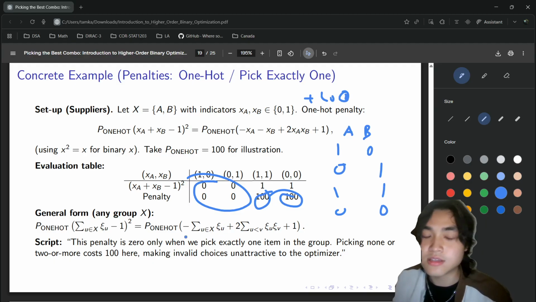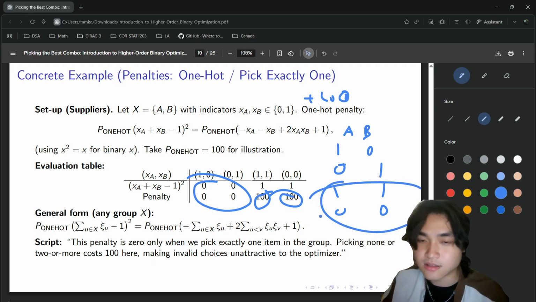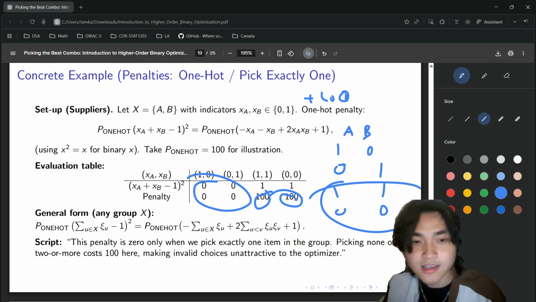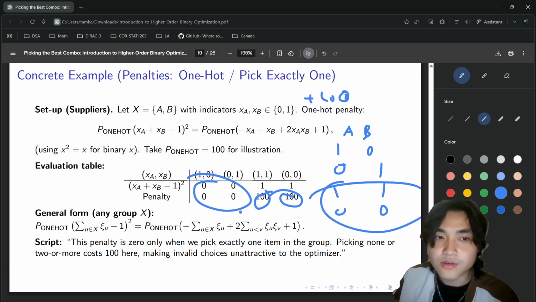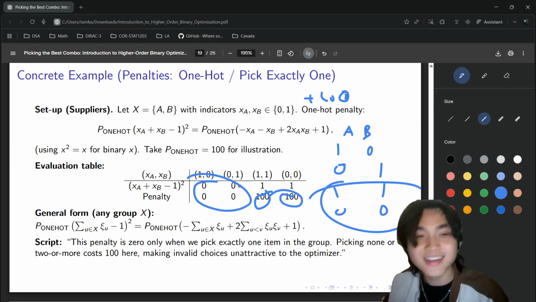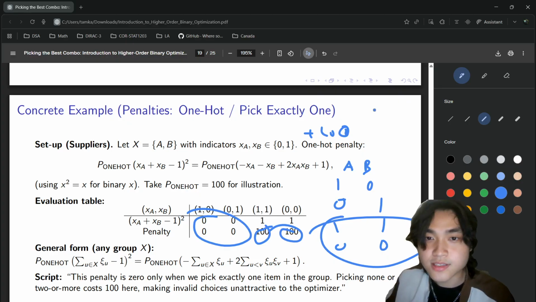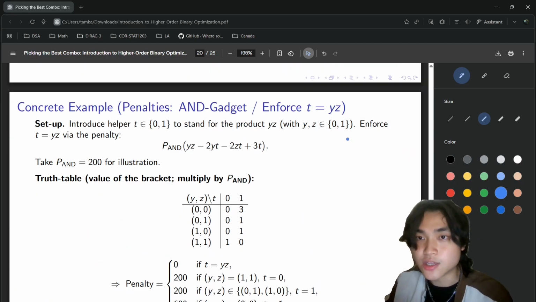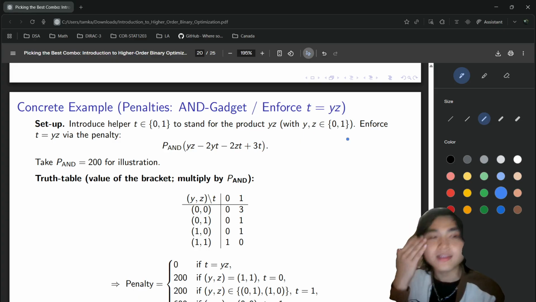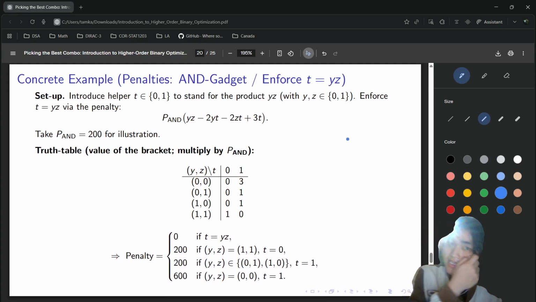Hence the solver will not think of this as the best ideal option. Think of this as the ideal option. So we are using this to get what we don't want. We are using this to get what we want as a whole, which is to force just one decision across all of the suppliers.